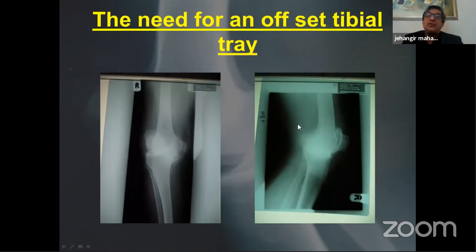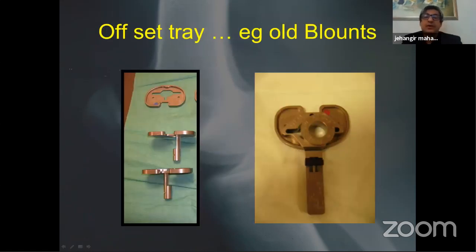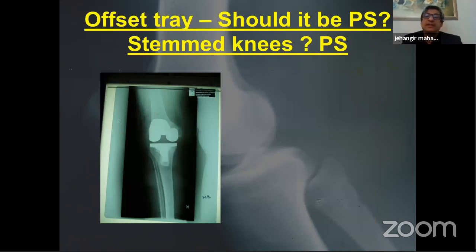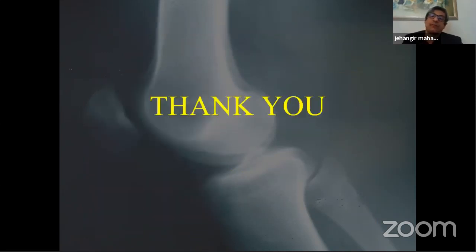And I'll end with, which Nilain is going to talk on, if you have a knee like this, where you need things like offset trays, etc., should we be using PS knees with stems rather than a CR? So thank you very much.